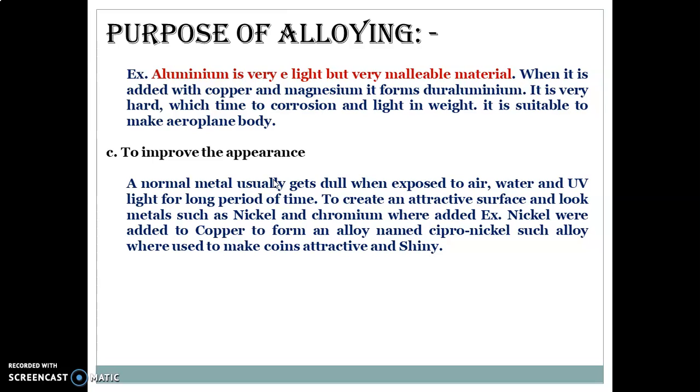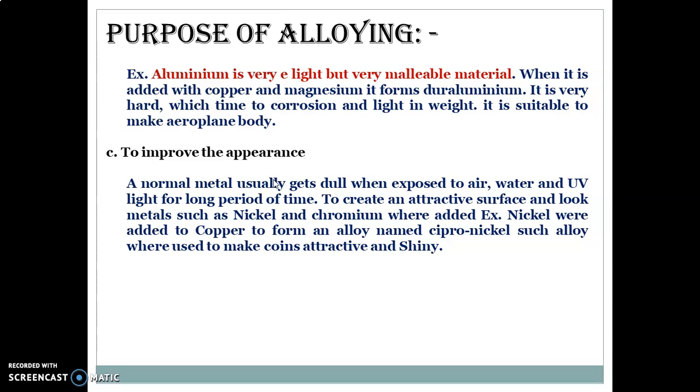And the third purpose, along with the other two, is to improve the appearance. A normal metal usually gets dull when exposed to air, water and UV light for a long period of time. To create an attractive surface and look, metals such as nickel and chromium are used. When nickel and chromium or copper are added to form an alloy named cupronickel, such alloys are used to make coins attractive and shining. So see, the example is given here. We can observe that by alloying we can change the appearance, the aesthetic look of that material.